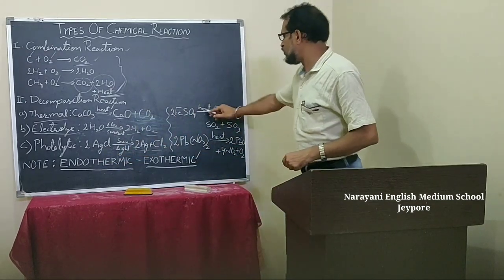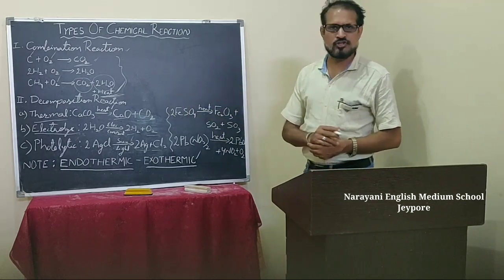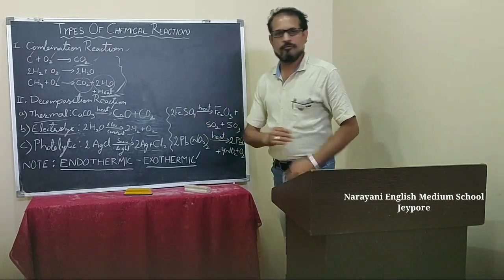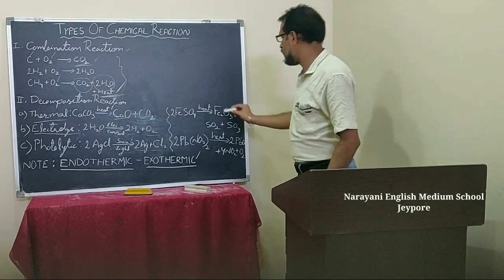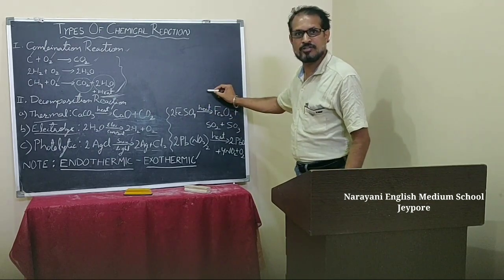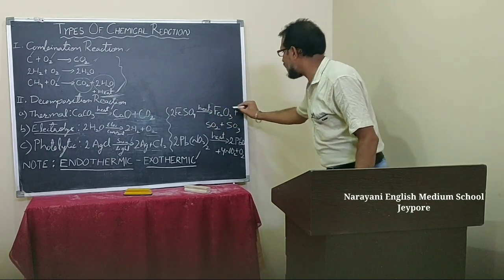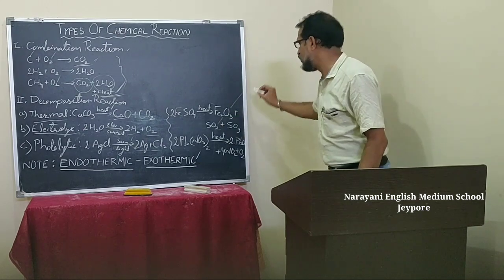Let's take two more examples in decomposition reaction. Ferrous sulfate gets heat. FeSO4, when we heat that, we get Fe2O3, we get SO2, we get SO3.